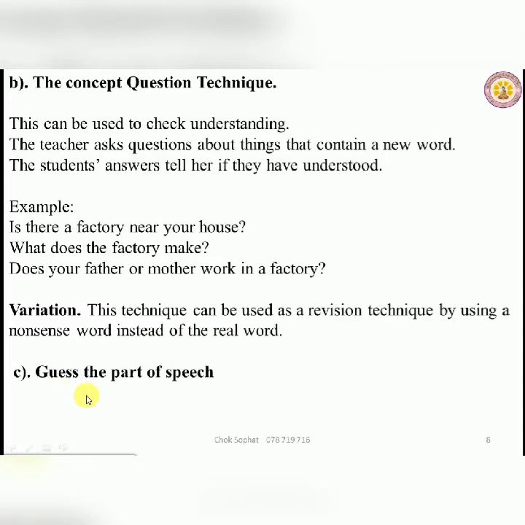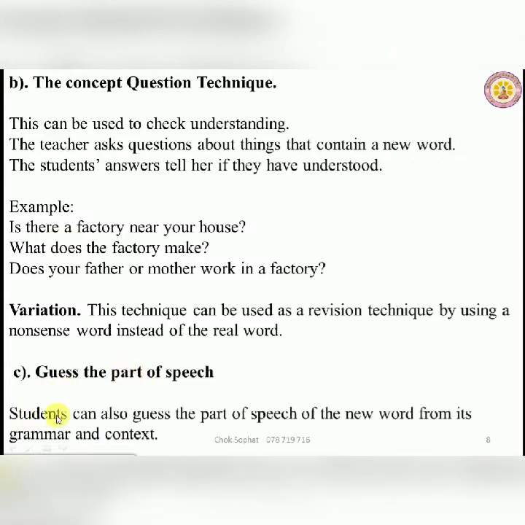Guess part of speech. Besides knowing the meaning of the word, you have to teach your students the part of speech of the word. This is very important. They have to know that this word is a noun. They have to recognize whether the word is a verb, an adjective, or something like that. Students can also guess the part of speech of the new word from its grammar or context.